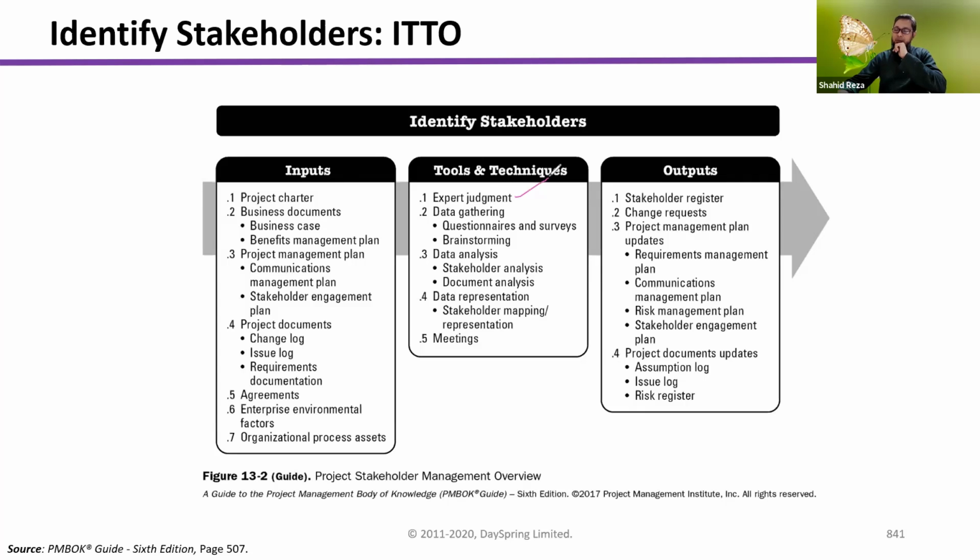Number one is expert judgment. We'll use our expertise, our experience. We'll use our brain to find out who will be the stakeholders for this project. So that is expert judgment. Second thing, data gathering. What kind of data gathering? That means we will gather the names of the stakeholders and their requirements, their expectations, their power, influence.